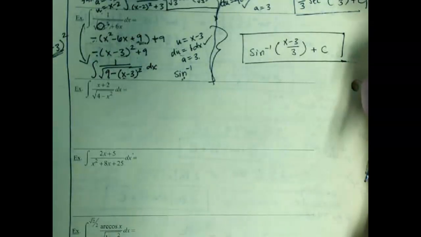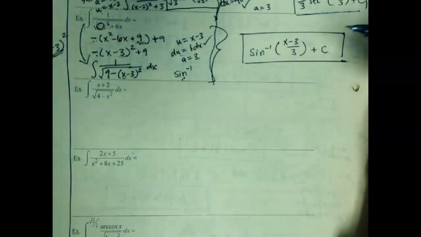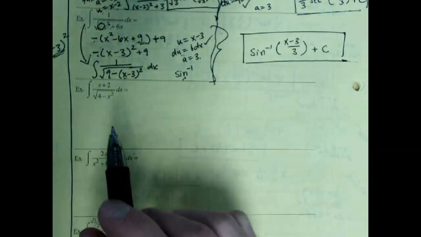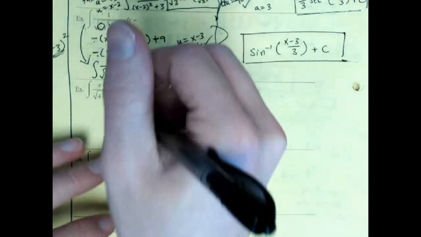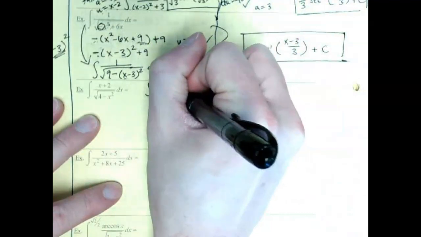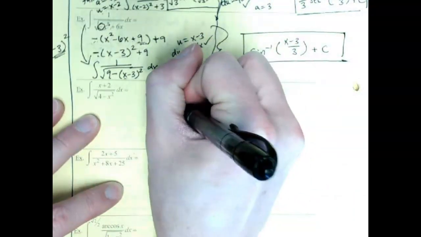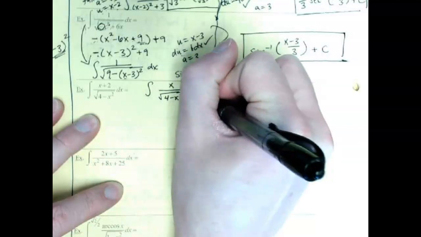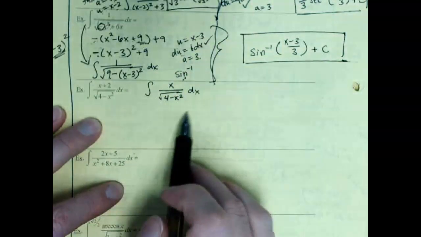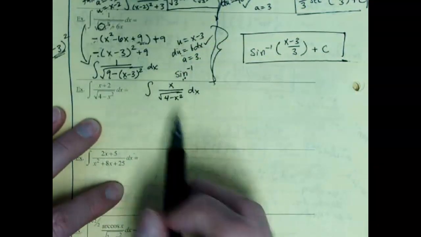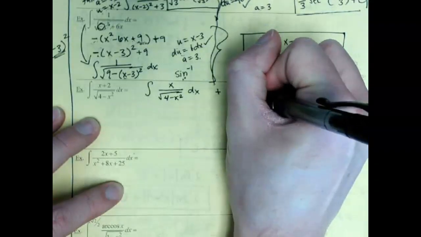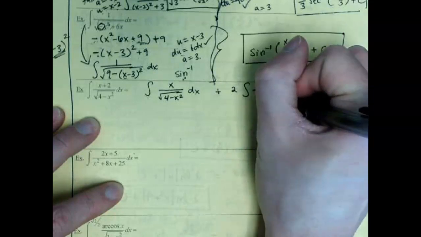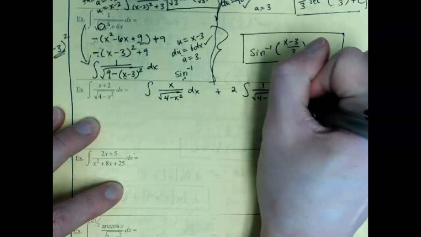So what we're going to do is a little bit of witchcraft. Since the denominator is only one term, it's okay to split up this fraction. So here I'm going to split it up. I'm going to keep the x over the radical, knowing that piece is going to work with u-sub. It's not going to work perfectly, but it'll work. And then we'll have plus, and I'm going to put 2 out in front, 1 over the square root of 4 minus x squared.